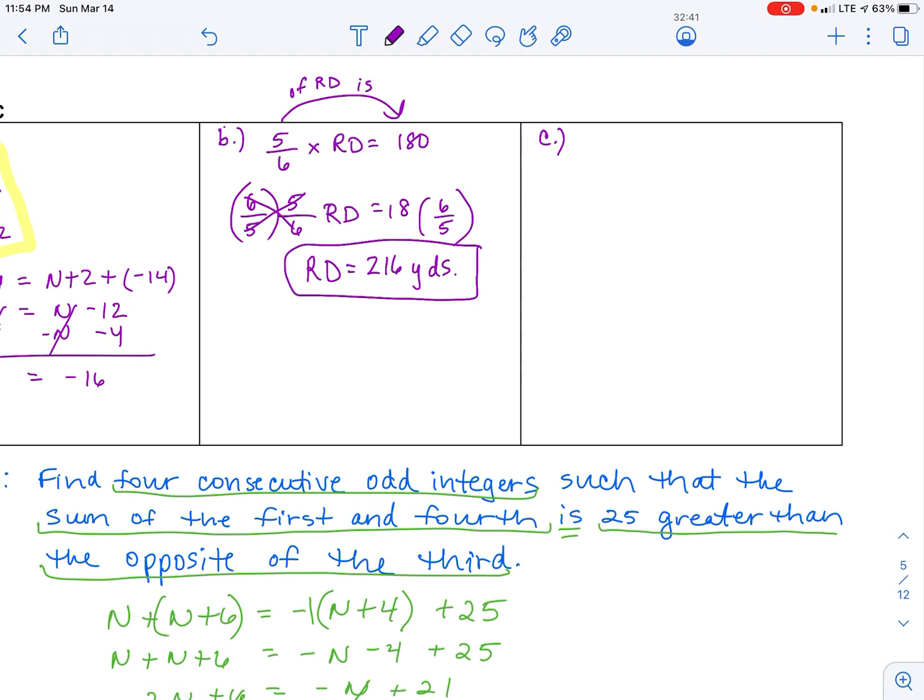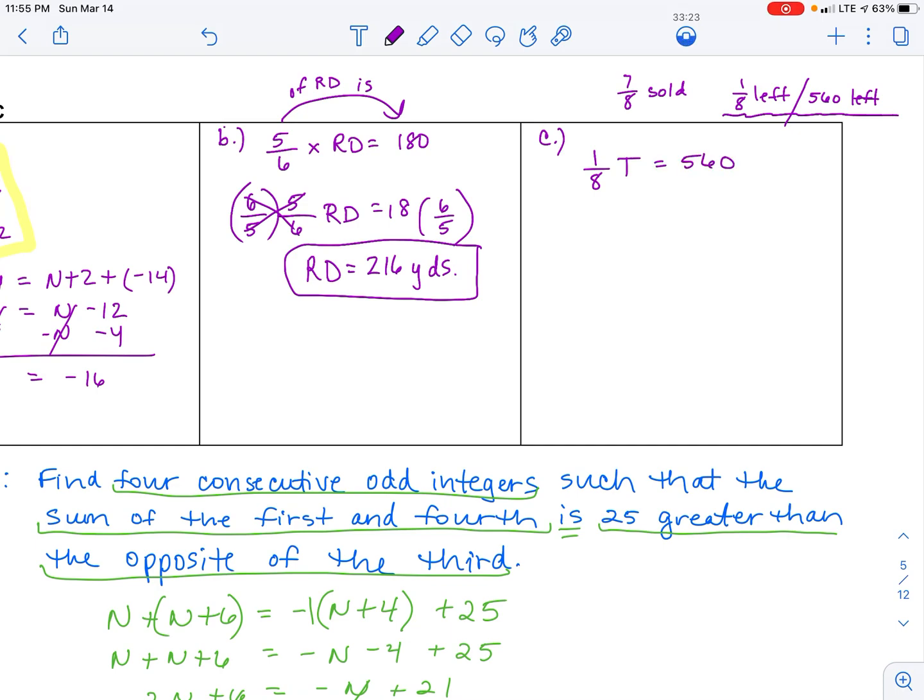Okay, letter C, and this is the last one. 7/8 of the tickets had been sold, and there were 560 tickets left. How many tickets were printed? Okay, so let's write down what we have here. So 7/8 of the tickets were sold. 7/8 are sold. So that means 1/8 has to be what's left. And the other part that we know is the total amount that was left, and that was 560 tickets. Okay, so this is the information we're going to use to set this up. So 1/8 of the total is 560.